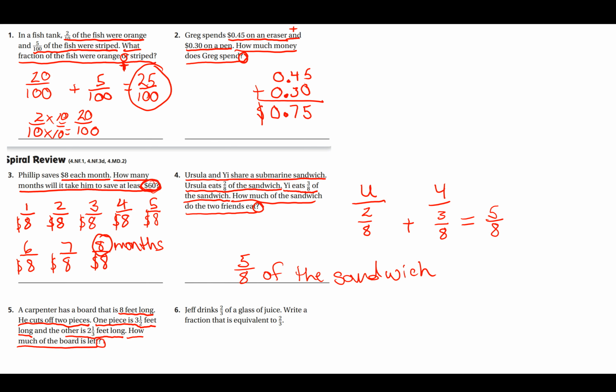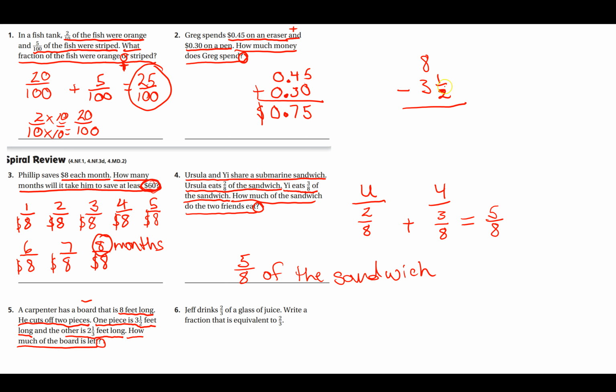Okay, so we have 8 feet. I'm going to work on this problem over here. Actually, I'm going to work on it up here, so if you need extra space, because I'm out of space here, so I'm going to work on 5 over here. So he has 8 feet, and he cuts off 2 pieces. One of the pieces he cuts off. Well, if he's cutting something off, we know we're going to be subtracting here. So he's taking off 3.5 feet.